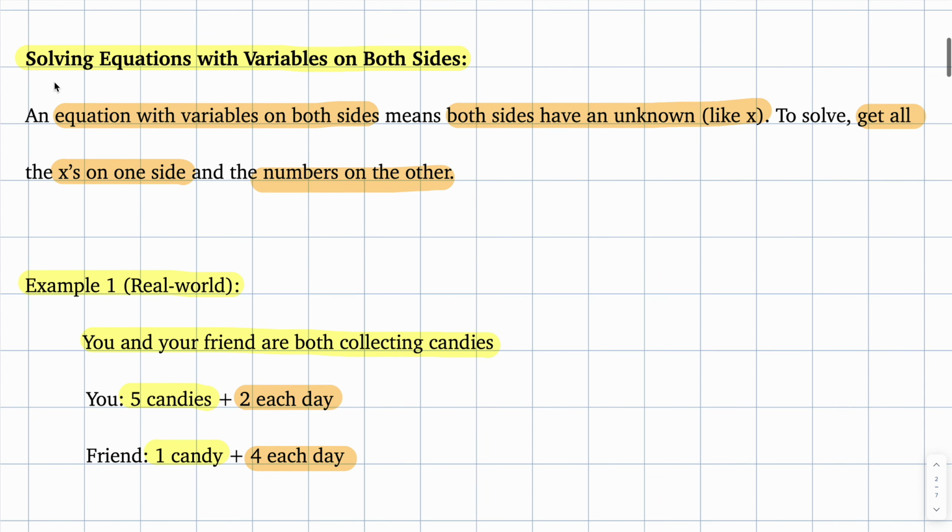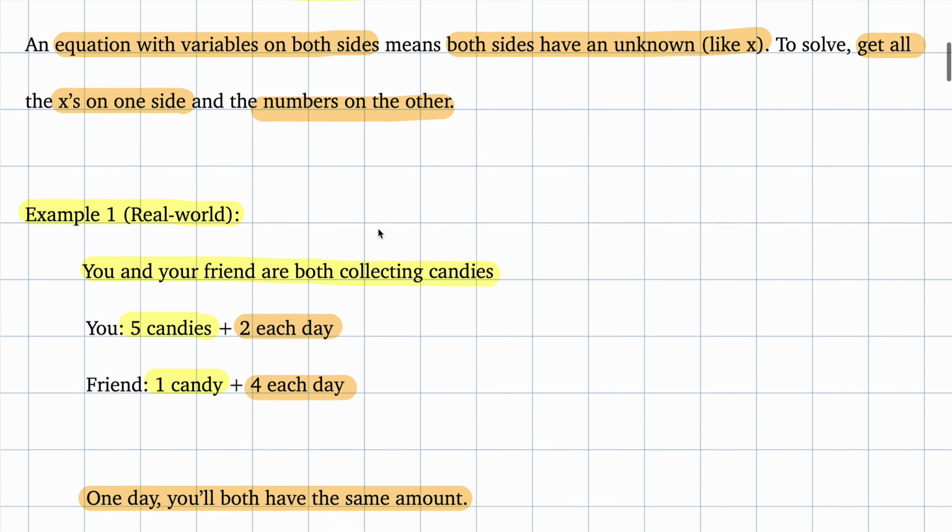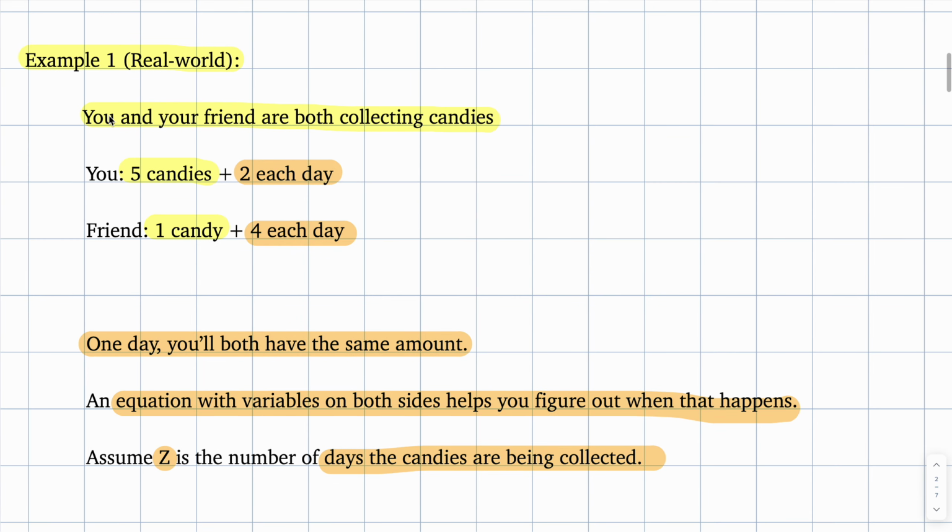Now, solving equations with variables on both sides. An equation with variables on both sides means both sides have an unknown, like x. To solve, get all the x's, the unknowns, on one side, and the numbers on the other. Let's take this real-world problem.